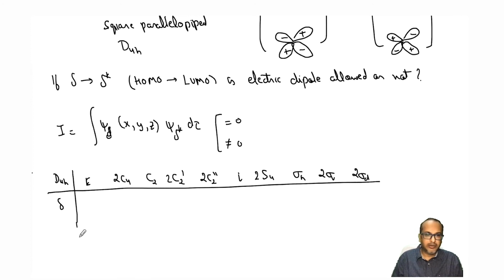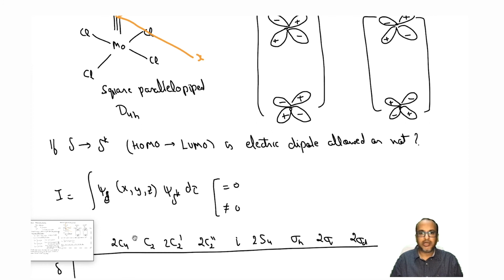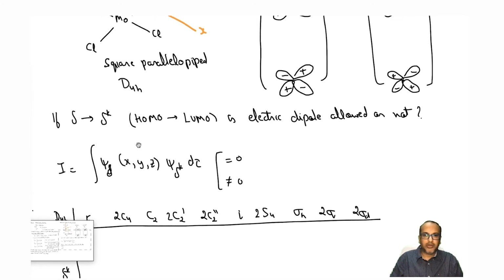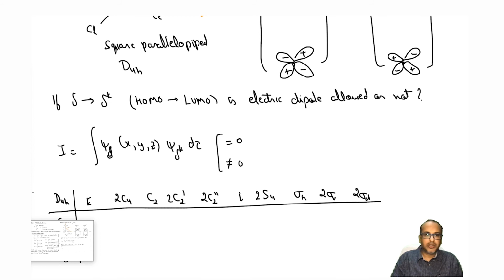Now for delta and for delta star, what we need to do is carry out these operations and see what is the fate of this delta orbital and delta star orbital, and depending on that we'll need to give the characters over here. So I would suggest you do it; I'm not going to show how to do it here. So E will be 1 for both.